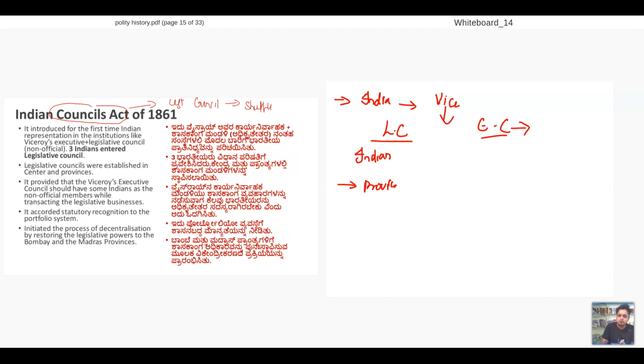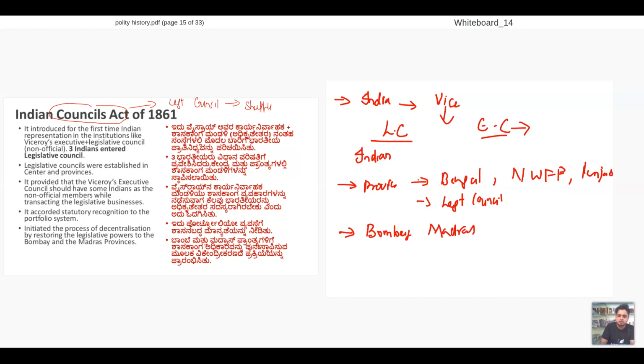In province, what will be there? Which are the province? Bengal province, North West Frontier province, today's Pakistan, and Punjab. Here what will happen? Legislative Council will come. Third, we had Bombay and Madras. What would have happened here? Here, governors will be there. Remember governors? These governors will have legislative power. So we have three Indias: Central India, Provincial India, Governors India. Clear? These are the three Indias we'll have.